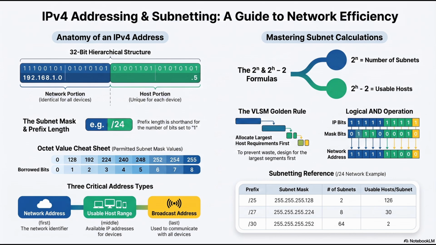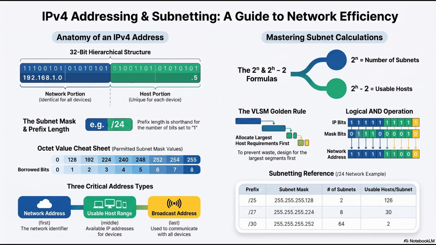But just staring at 32 ones and zeros, a computer can't inherently tell where the street name ends and the house number begins. And that is the exact purpose of the subnet mask. It acts as a secret decoder ring for the device. A decoder ring. Okay, I love that. Yeah, it's basically a second set of 32 ones and zeros that sits right alongside the IP address.